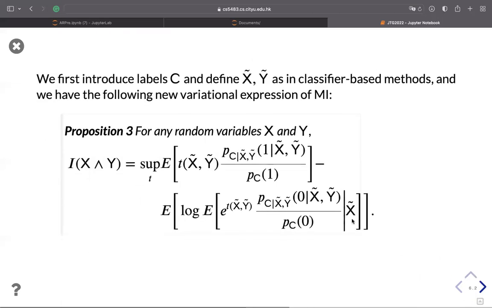We first introduce label C and define x tilde, y tilde just as in the classifier-based models, and we can have the following smooth InfoNCE estimator. This is a new variational expression of MI.